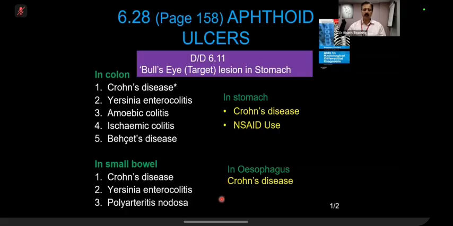It is by definition a deep ulcer. It is an intramural deep ulcer, and Crohn's disease is the most common cause. So Crohn's disease can happen anywhere from the oral cavity till the anal canal. So in colon, in small bowel, in stomach, in esophagus. Other than that, non-steroidal anti-inflammatory drugs, etc., can also cause it within the stomach.